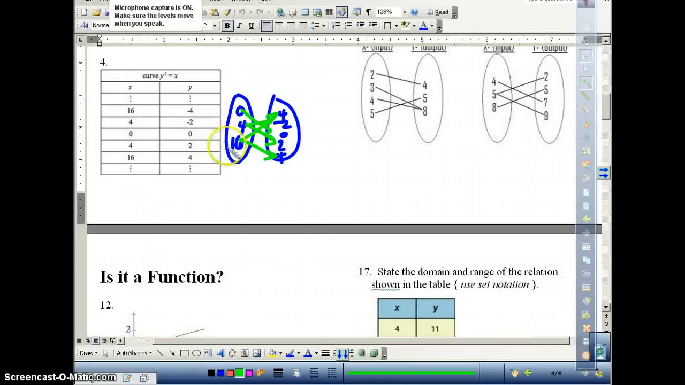Do you see how this x value is being paired with two y values? That is not allowed in a function. You can only have one arrow coming out of each one of these x values. Is this a function? No. It is a relation, but it's not a function. In a table, if you have an x value that shows up twice, it is not a function.